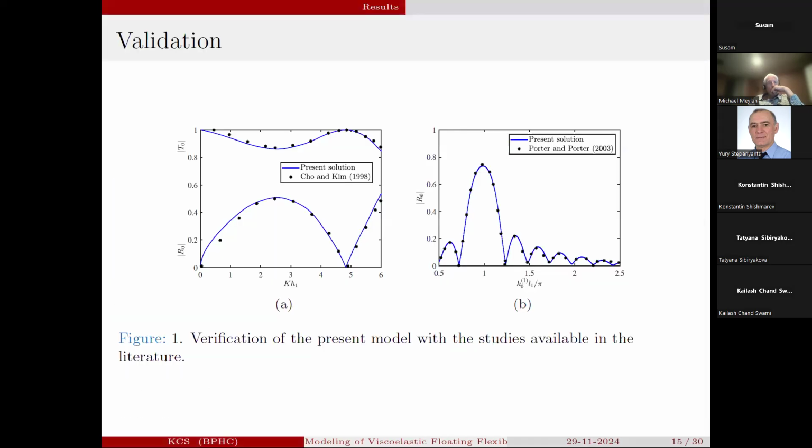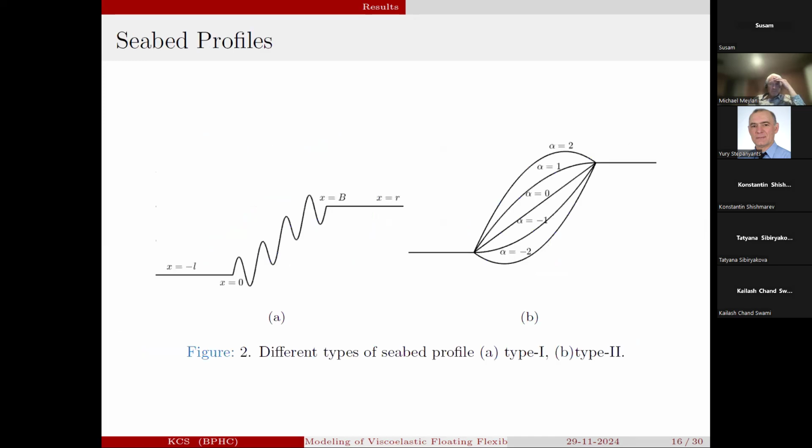This model was validated with some of the existing research in the literature, where you can see Cho and Kim have done this kind of problem. With the help of that study, I have done the validation part here. And the seabed profiles which I have considered, you can see on your screen: I have considered two different types of seabed profiles, type 1 and type 2. So the impact of this kind of seabed profile on the viscous scattering we can see now.